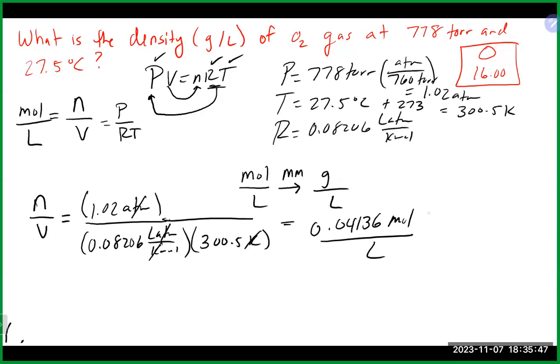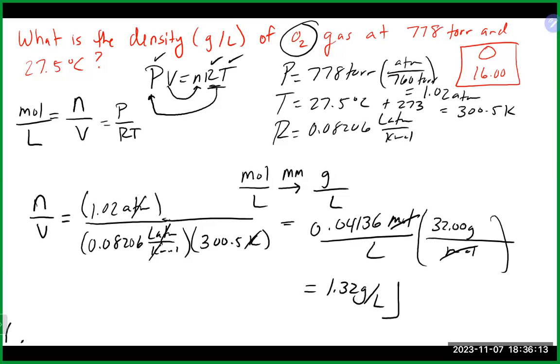This is where we're going to use our molar mass, but we also need to remember that it is O2 and not just oxygen. So we need 32 grams per mole as our molar mass for O2. The moles will cancel, and now we will be left with the units that we need, which are grams per liter. So we'll multiply that by 32, which gives us a density of 1.32 grams per liter in this case.